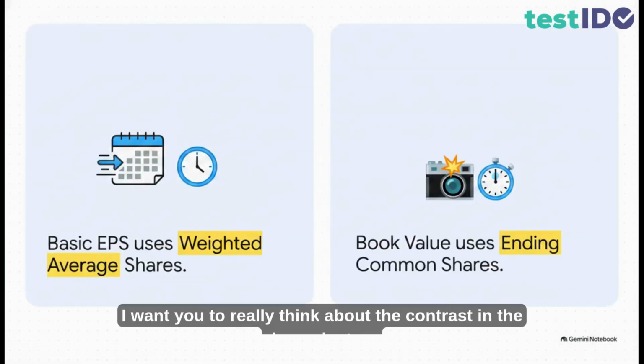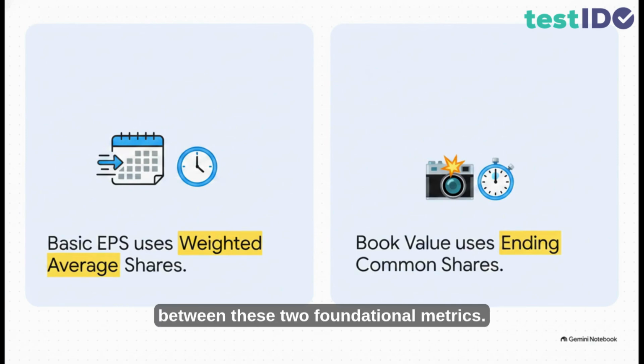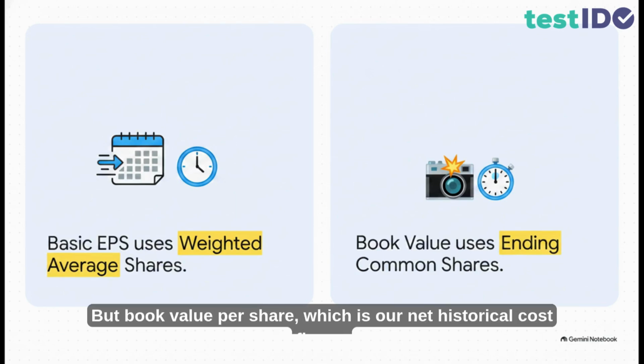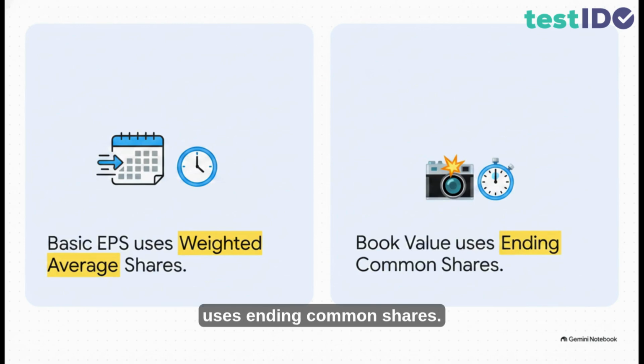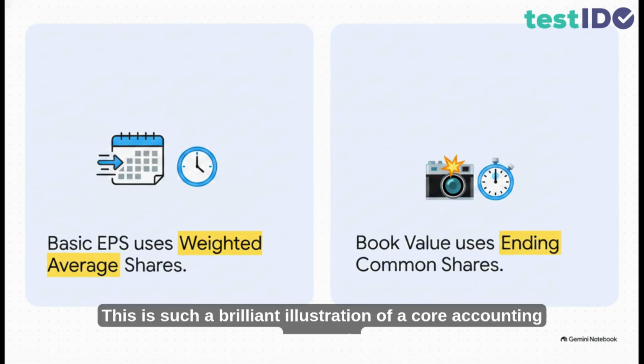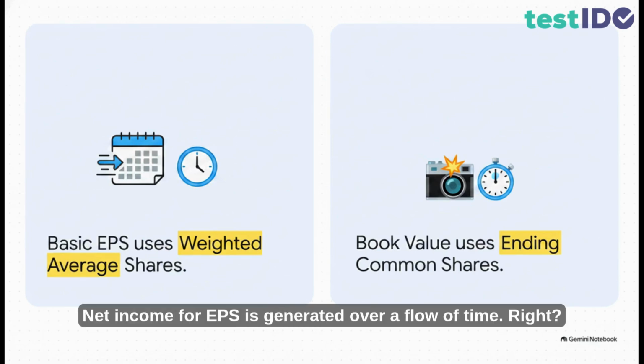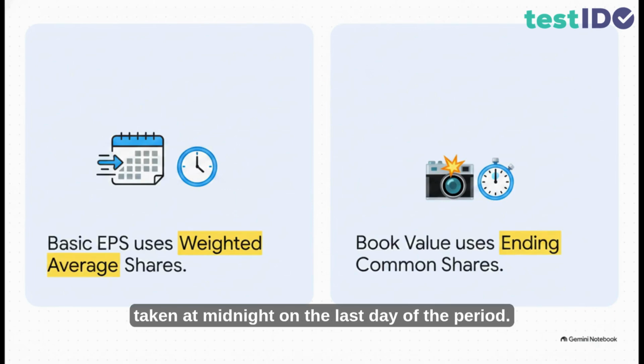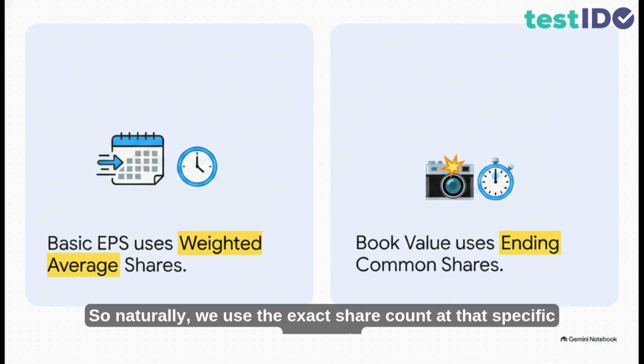Now, I want you to really think about the contrast in the denominators between these two foundational metrics. Basic EPS uses the weighted average number of shares outstanding over the entire period, but book value per share, which is our net historical cost figure, uses ending common shares. This is such a brilliant illustration of a core accounting concept. Think about it. Net income for EPS is generated over a flow of time, right? Like a whole year. So we need an average share count. But book value, that's pulled from the balance sheet, which is just a single snapshot taken at midnight on the last day of the period. So naturally, we use the exact share count at that specific moment.